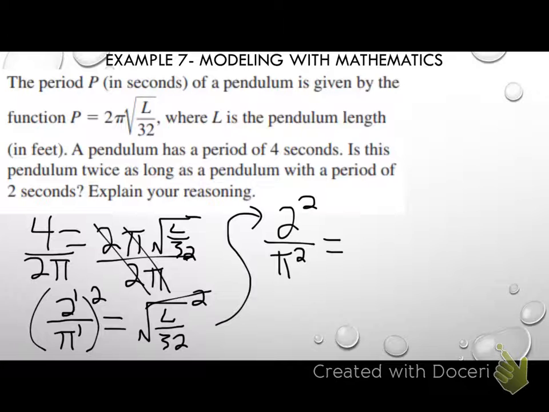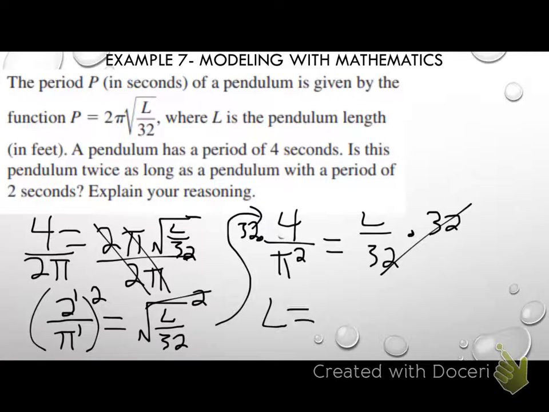Golly, I'm rewriting the whole thing. And what's 2 squared? 4. So let's just erase that and put 4. And is L by itself now? No. How would I get L by itself? Multiply by 32 on both sides. So L equals, what would 32 times 4 give me? 128. So 128 over pi squared, which if I type that in a calculator, about 9 point.